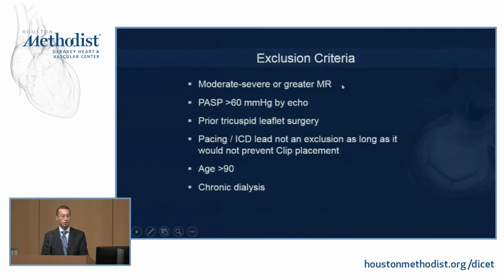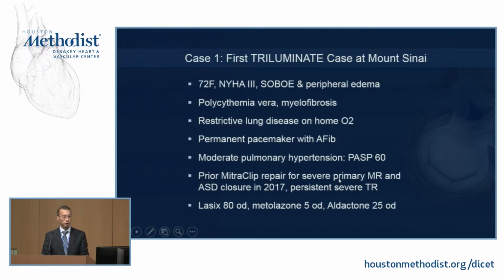Exclusions: this is a feasibility study, so it's quite strict. If you have concomitant MR, you have to fix that first, surgically or by transcatheter. Anyone with significant pulmonary hypertension is excluded. If you have had leaflet surgery, you're excluded. A lead is not an exclusion, as I mentioned before, as long as it doesn't interfere with the procedure. We have not treated patients over 90 years old or anyone on chronic dialysis.